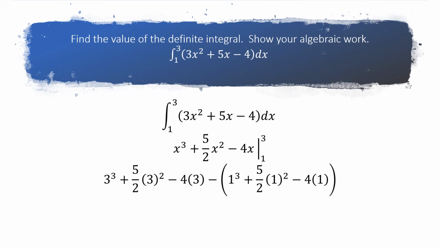Plugging in my top bound and subtracting off my bottom bound, I get 3 cubed plus 5 halves times 3 squared minus 4 times 3, minus, and then my bottom bound would be 1 cubed plus 5 halves times 1 squared minus 4 times 1. Doing a little bit of algebra to simplify this out, I get 27 plus 45 over 2 minus 12 minus 1 minus 5 halves plus 4. And then adding all that up, I get 38.